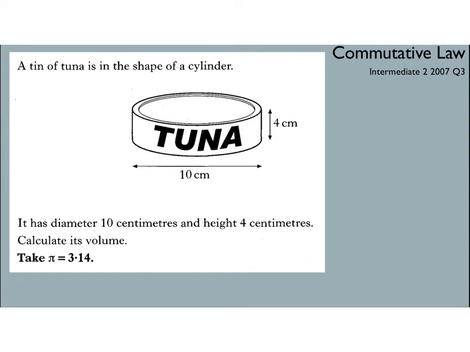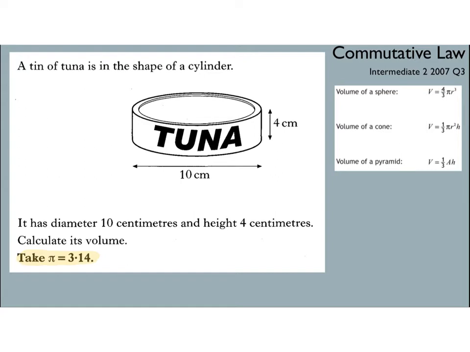Okay, and here's your second SQA exam question. A tin of tuna is in the shape of a cylinder. It has diameter 10 centimetres and height of 4 centimetres. Both those measurements are on the picture. Calculate its volume. Again, this is non-calculator, so it's telling you to take pi to be 3.14. Again, you'll need your formulas, and there's your formulas there. So choose the appropriate one and off you go.